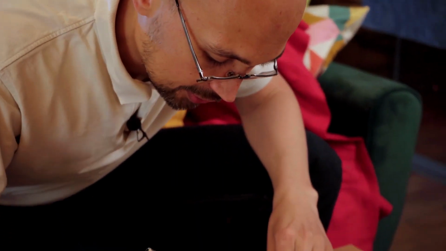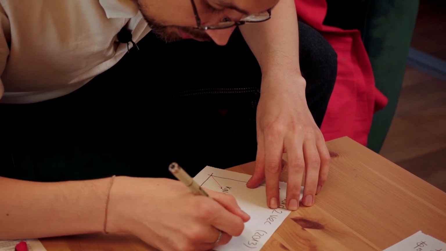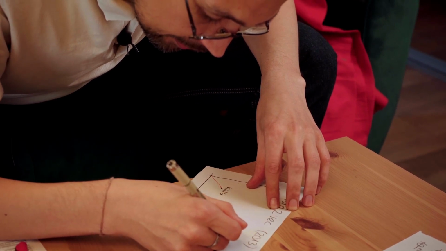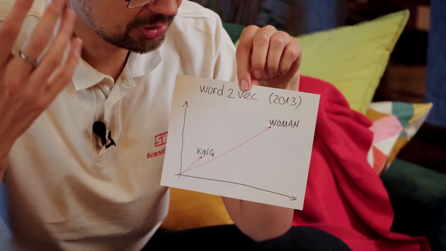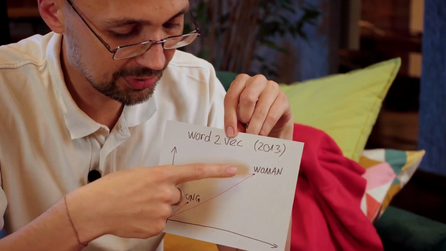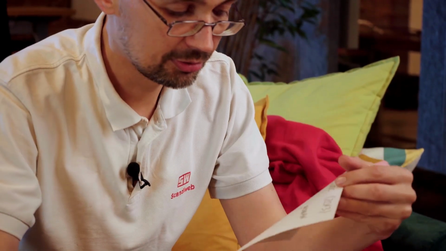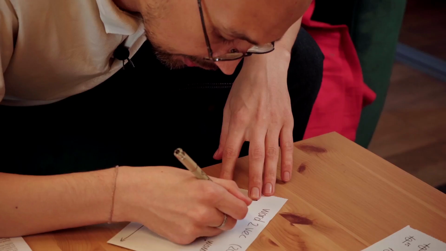And let me also consider another word. This word will be woman. So the picture after we represent each word as a vector will look something like this. Let me also draw the third word, which will be man.